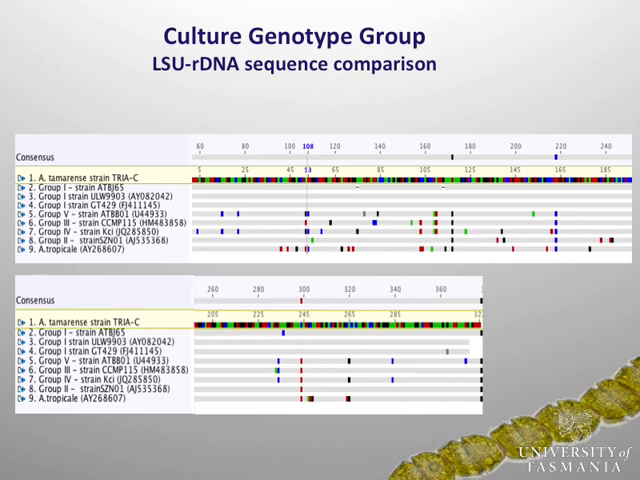You can see, when we look at another bit of the sequence, again, lots of differences between all these, but actually very few, except maybe a few inserts and deletions, separating these isolates from Tasmania from all the other group 1 strains I compared it to.